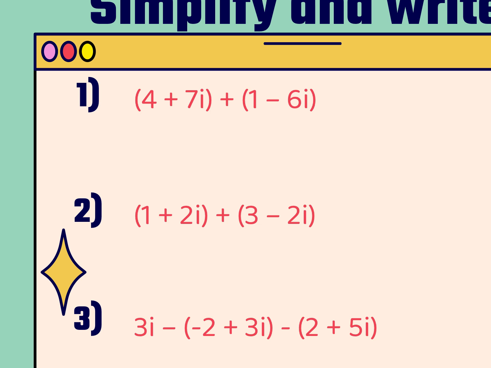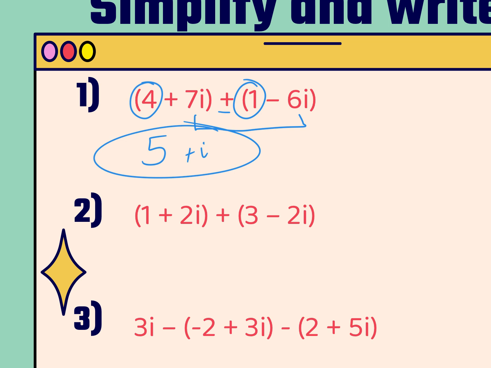You're adding, okay? Don't make this any harder than you need to. You're adding. Real goes with real. So 4 plus 1 is what? 5. What's 7i minus 6i plus i? That's it. Just, if that was an x, you wouldn't say 5 plus x becomes 5x. The real part stays with the real, the imaginary stays with the imaginary.